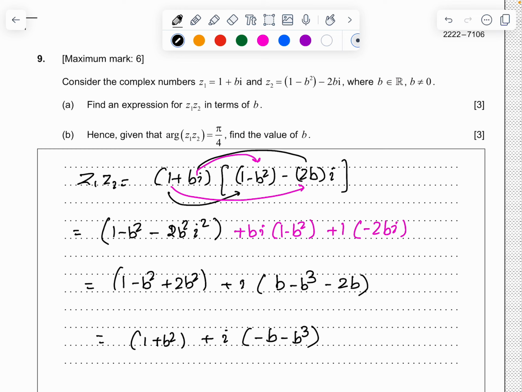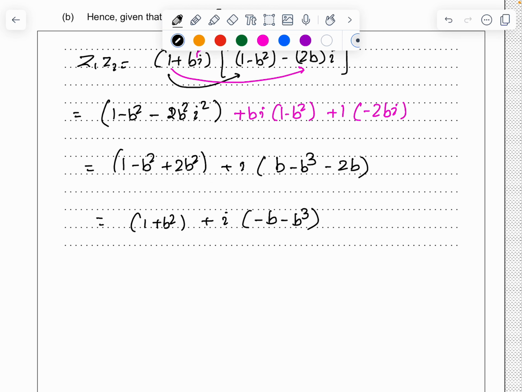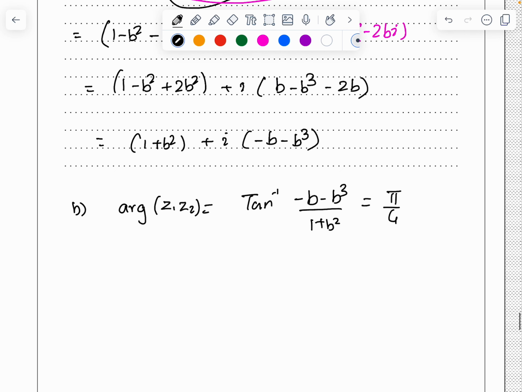Hence, given that the argument of z1 z2 equals pi by 4, find the value of b. The argument of z1 z2 is tan inverse of imaginary part divided by real part. This should equal pi by 4. So bring tan to the other side: tan pi by 4 equals minus b common (1 plus b square) upon (1 plus b square). The 1 plus b square cancels, and tan pi by 4 is plus 1. So minus b equals 1, so b equals negative 1.